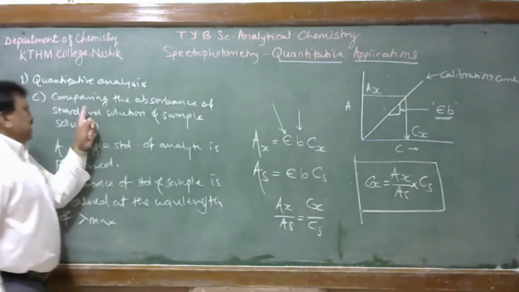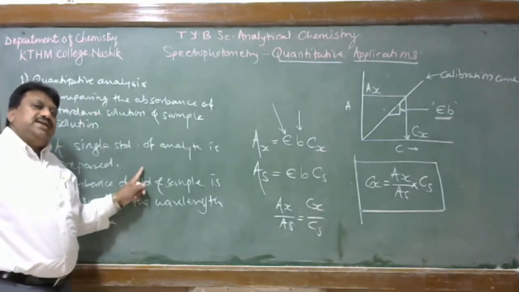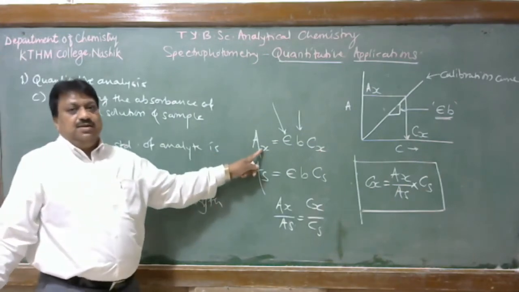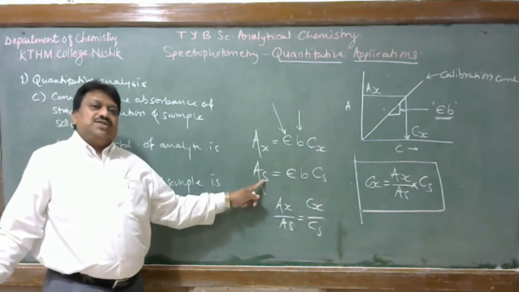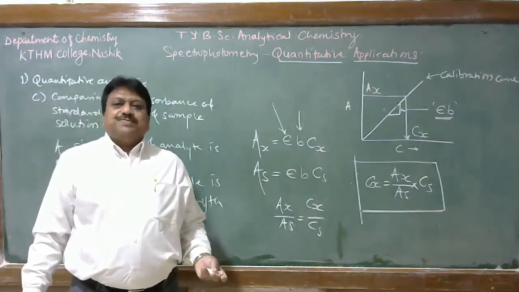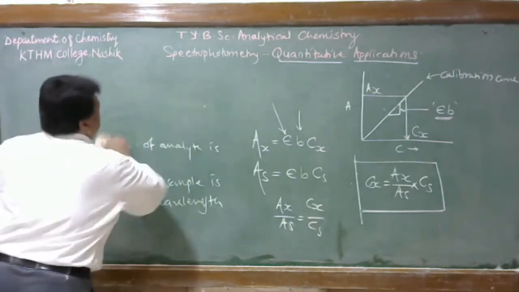This is called the color comparison method. In this case only a single standard solution is tested along with the sample for determination of the concentration of the sample. Students, now we discuss the next application of spectrophotometry, that is the determination of the molar composition of a complex.